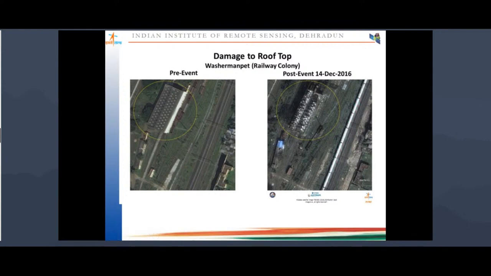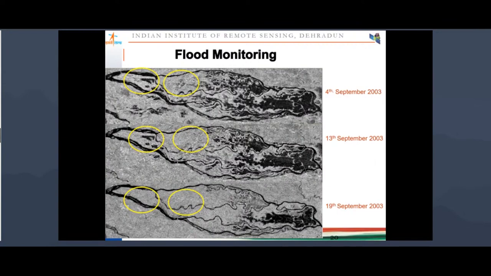See, there is one very important thing about the flood. Suppose a flood comes for one day, and a flood comes for 15 days. The damage of the flood which comes for 15 days is much higher than the flood which comes for one day. So the duration of the flood is very important, and you can find that out using a series of satellite temporal data. Every data you procure, you will find out the duration of the flood. Now look at this example I have taken. On 4th September, flood is there. You can see this is the river, both sides river.